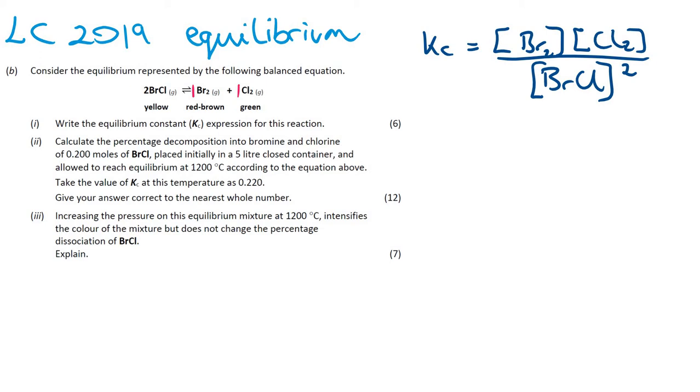Now, calculate the percentage decomposition into bromine and chlorine of 0.2 moles of bromochloride placed initially in a 5 litre closed container and allowed to reach an equilibrium at 1200 degrees Celsius according to the equation. Take the value of Kc to be 0.22.